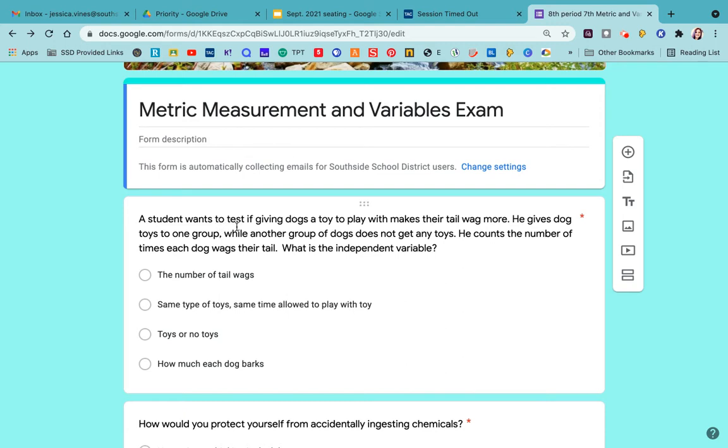A student wants to test to see if giving dogs a toy to play with makes their tail wag more. He gives dog toys to one group, while another group of dogs does not get any toys. He counts the number of times each dog wags their tail. What is the independent variable? Remember independent and think about the clue words we chanted in class. Is it the number of tail wags?